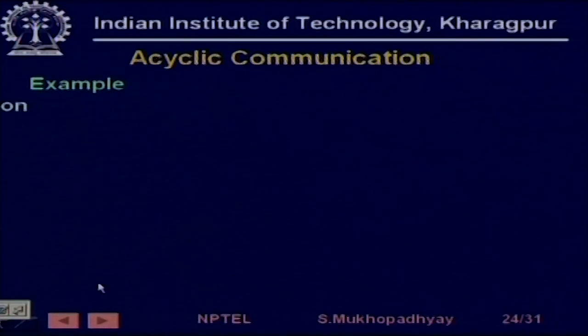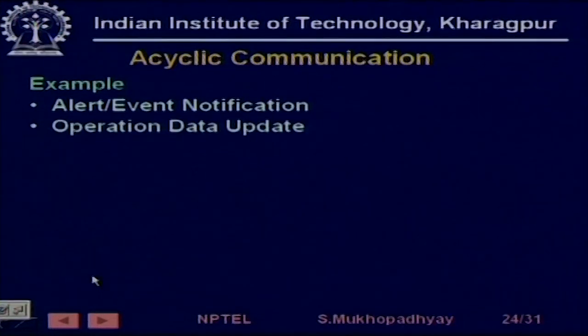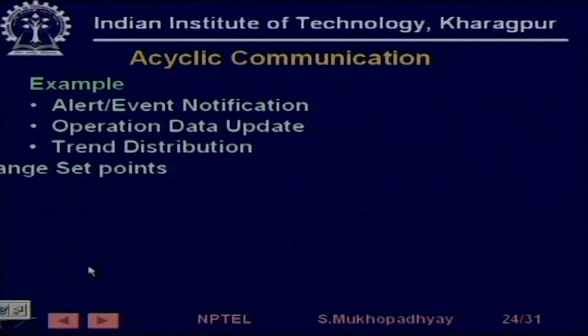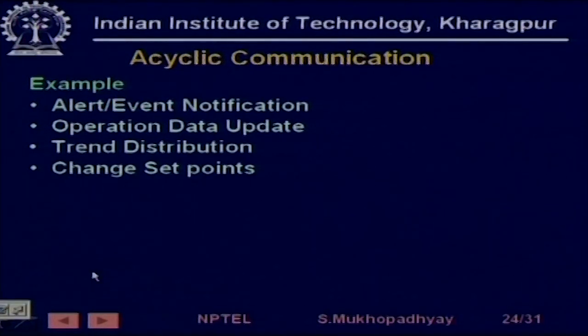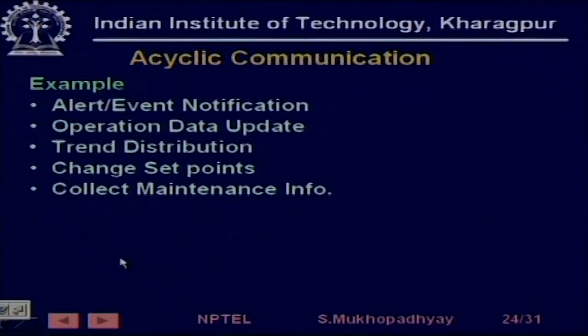Acyclic communication typically occurs when you have alert or event notifications, or some operator data update. Sometimes you like to see some trends, so you can ask for trend data. You can change set points, or give other kinds of commands to change operating modes, or collect maintenance information, etc. These are not cyclic information, but demand driven. If they are invoked, then that communication has to be obtained.